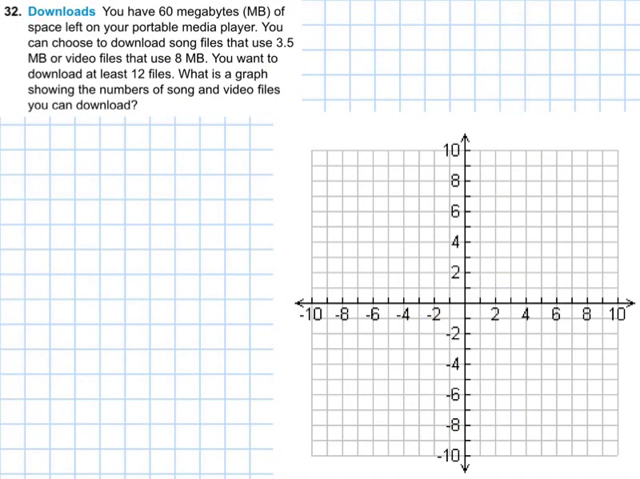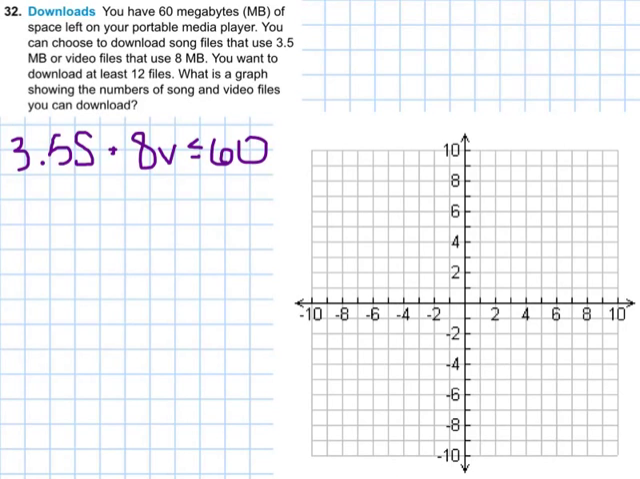Alright, you have 60 megabytes of space on your portable media player. You can choose to download songs that use 3.5 megabytes or video files that use 8 megabytes. So 3.5 for a song plus 8 for a video needs to be less than or equal to 60 megabytes. So let's first take care of that one.